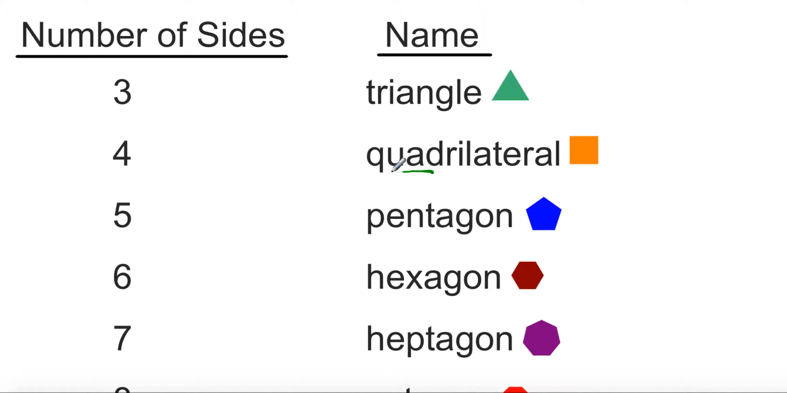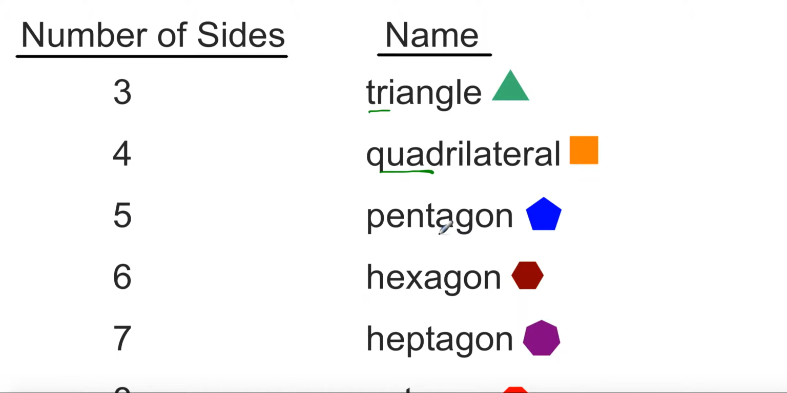So that prefix quad means 4. And likewise with the triangle, that prefix tri means 3. Now we're going to look more specifically at quadrilaterals in a separate video. This looks like a square possibly, but we could have anything. We could have a rhombus, a parallelogram, a rectangle. It just has to have 4 sides.